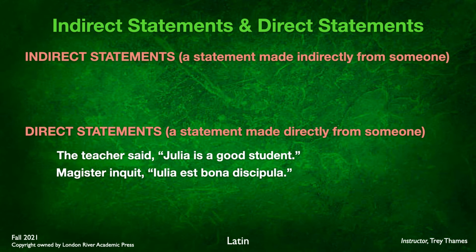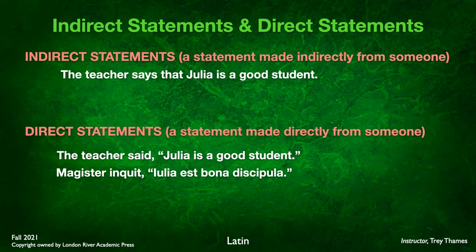And again, this is a statement made indirectly from someone. So here we have, in English, the teacher says that Julia is a good student. In English, we would often have the word that introducing the indirect statement. What is the teacher saying? She's saying that Julia is a good student. Notice this is not a quote. This is a way of indirectly saying something that somebody has already said. And as such, notice it does not have quotation marks. This is just reporting something that a third party has said. The teacher says that Julia is a good student.